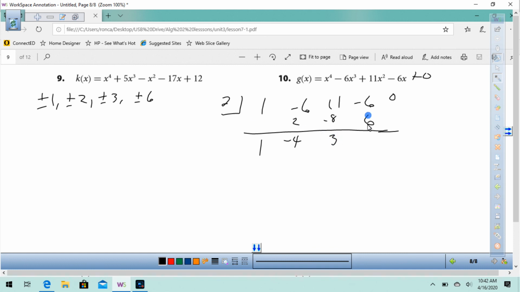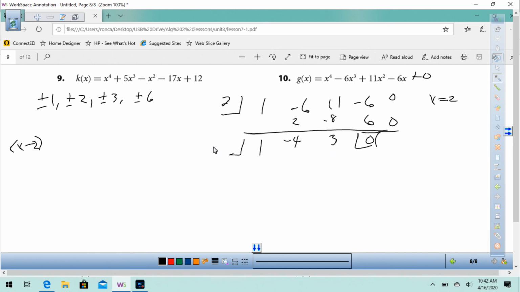2 times 3 is 6. That's 0. 2 times 0 is 0. So that would be 0. And 0 is 0. So there you go. So we got x equals 2. So we're going to say x minus 2 over here. And now let's see here.